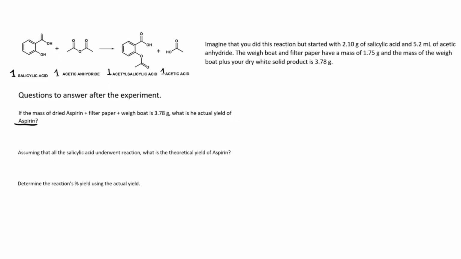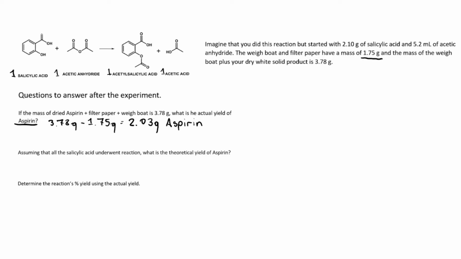And the first question asks, if the mass of dried aspirin plus filter paper plus weigh boat is 3.78 grams, what is the actual yield of aspirin? If we look back at the original question stem, we notice that they give us the mass of the weigh boat and filter paper. All we have to do is take our 3.78 grams and subtract 1.75 grams from it, and that's going to give us 2.03 grams. So that's how much actual aspirin we created in this reaction.